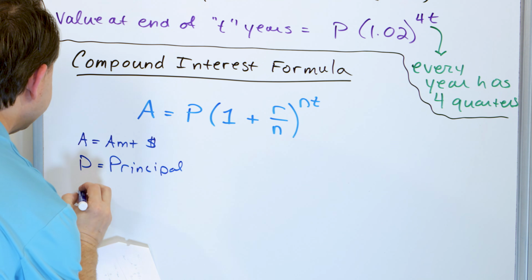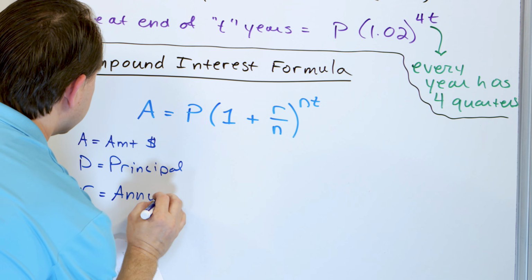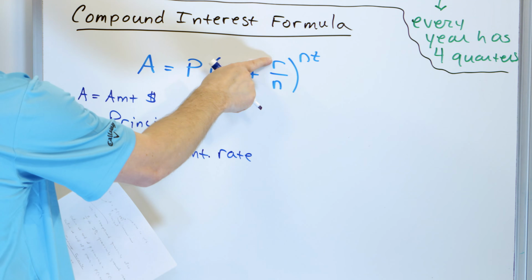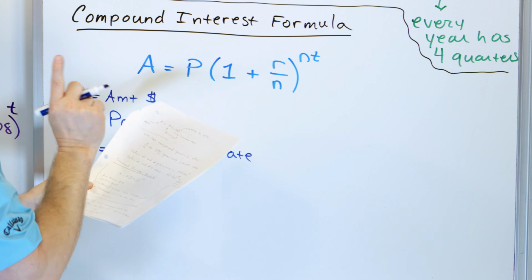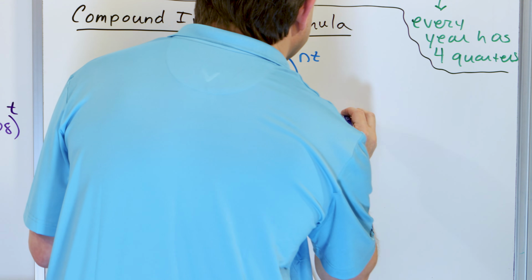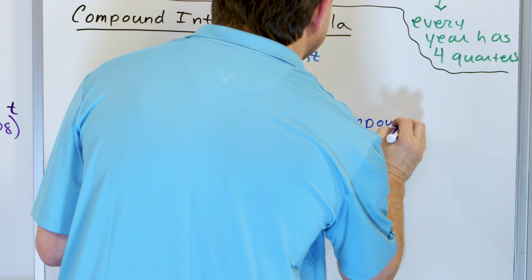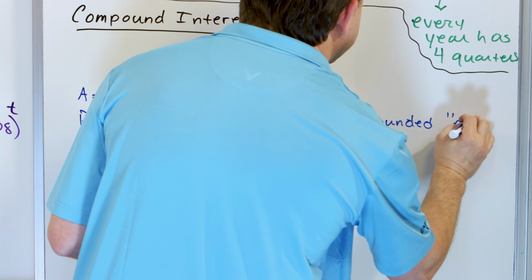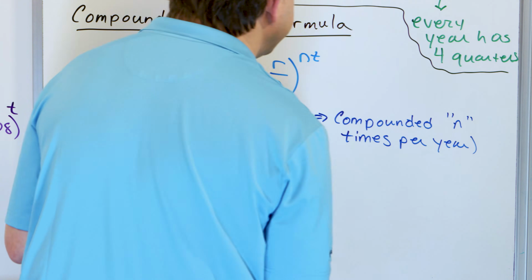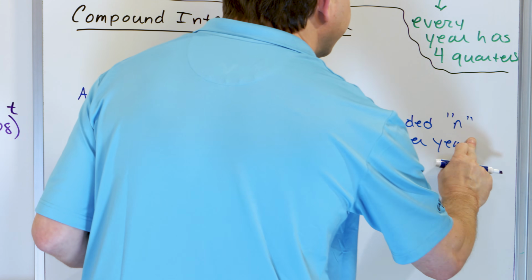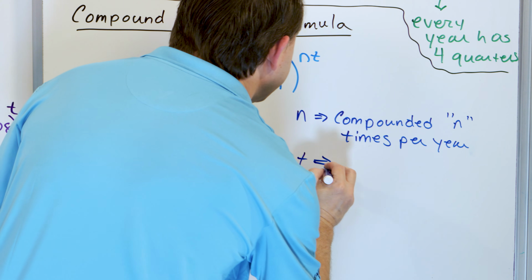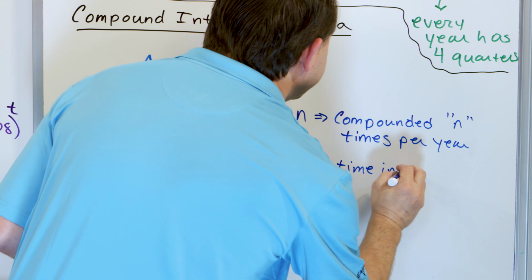Right? That's easy. The r is the annual interest rate. Right? That's the r. This is the number that goes in there for the annual interest rate, expressed as a decimal. And the n means compounded n times per year, right? N times per year. So if I'm compounding quarterly, then I'm going to put a 4 here and so on. And then t is the time in years.